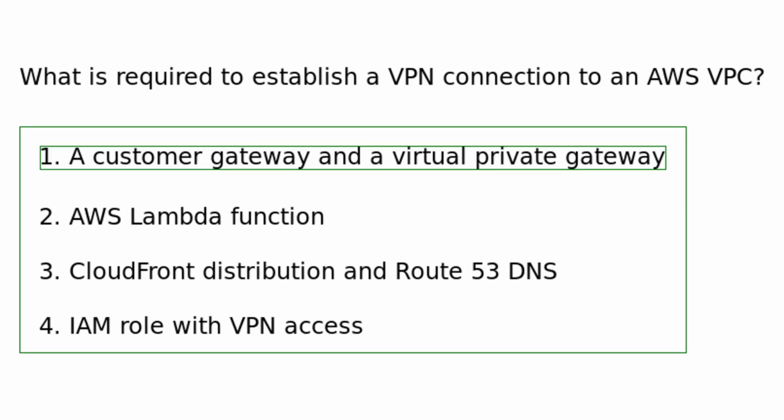To establish a VPN connection to an AWS VPC, a customer gateway representing the on-premises network and a virtual private gateway within the VPC are required to create a secure connection between the two environments.